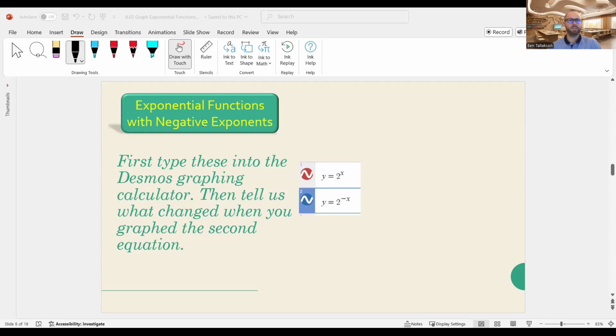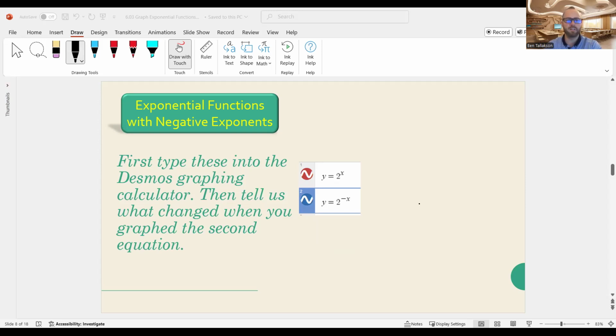Let's talk about exponential functions with negative exponents. We're going to go ahead and type these into the Desmos graphing tool. I'm going to do that now on my other screen. You should be doing this too. y equals 2 to the power of x, and y equals 2 to the power of negative x.